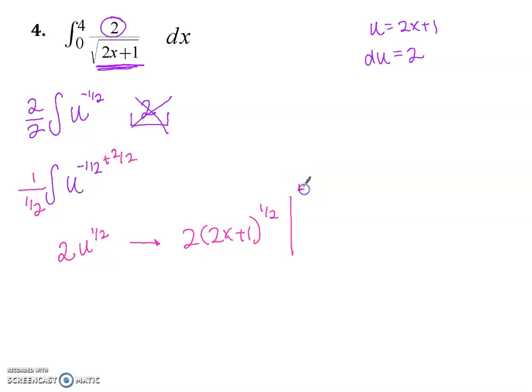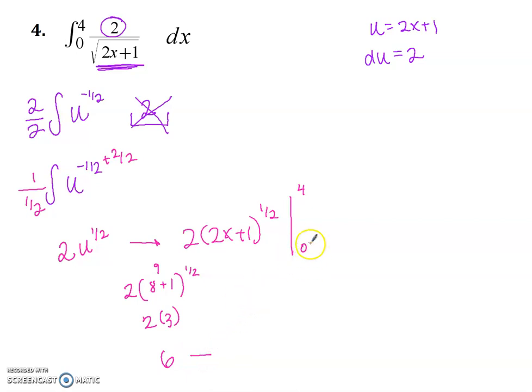Then I'm going to plug in 4, plug in 0, and subtract those two numbers. Always plug in the top number first. So that's 2 times 4 is 8, plus 1, to the 1/2. 8 plus 1 is 9, so this is 9 to the 1/2, where 1/2 means square root. The square root of 9 is 3, so that's 2 times 3, which is 6.